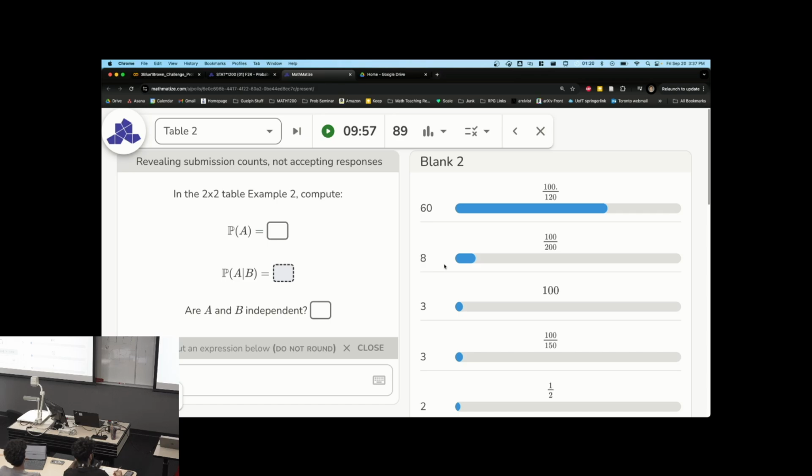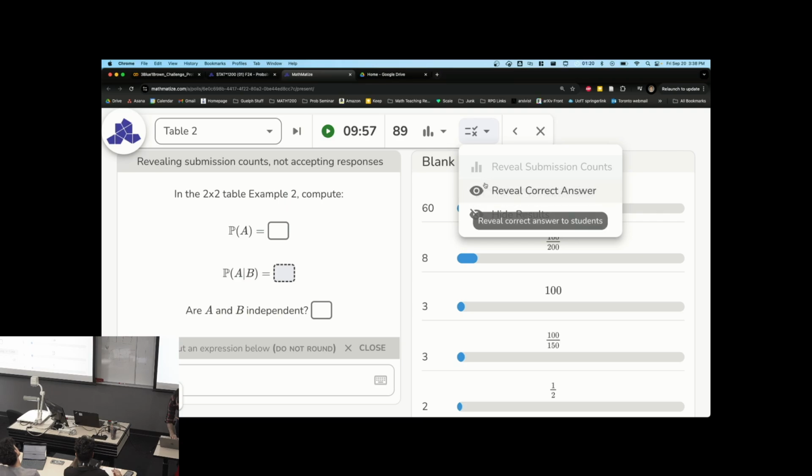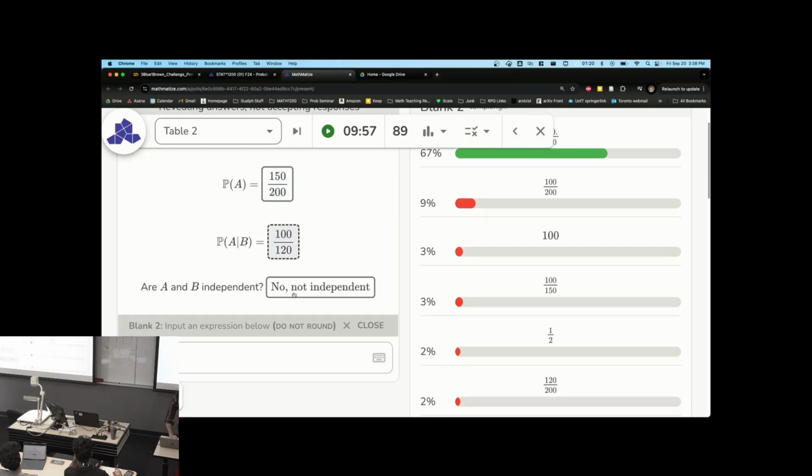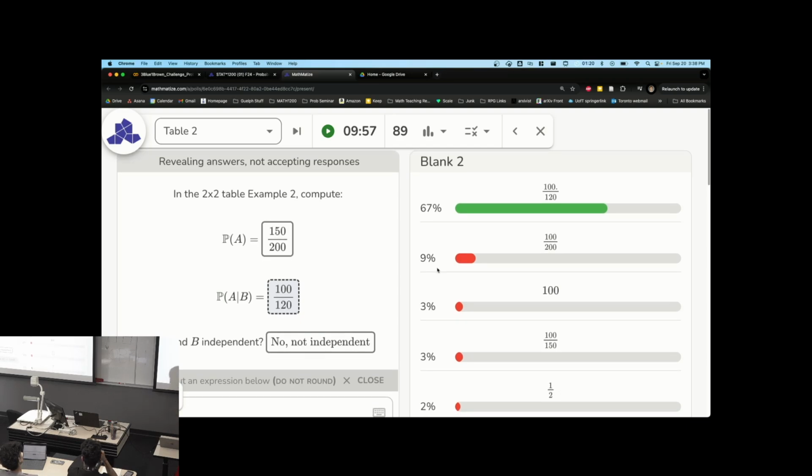So there were 200 people originally. You remove 80 people from the universe. How many people are left? There's only these 120 people. And out of these 120 people, 100 are A. So what's the probability of A given B? In this problem, it is exactly what 60 people said: 100 out of 120. There we go. All right. Just over 2/3 of people got that right.